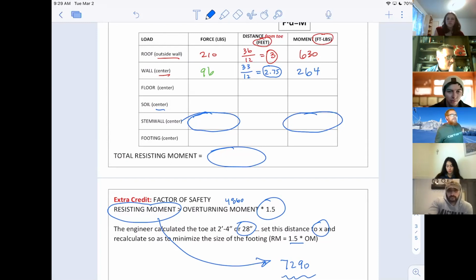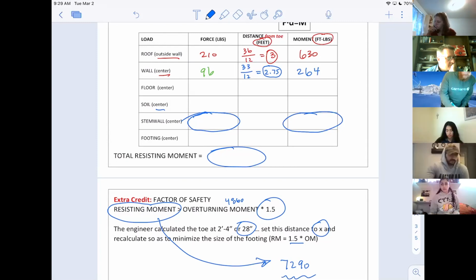Okay, so I'm just trying to get all my answers right here. The floor weight, I got 90, and the distance from toe is 2.667. And then the moment was 240.03. Yep, and you can just round that to 240. And then for the soil, is the weight 1,280? Yep. 280, okay.